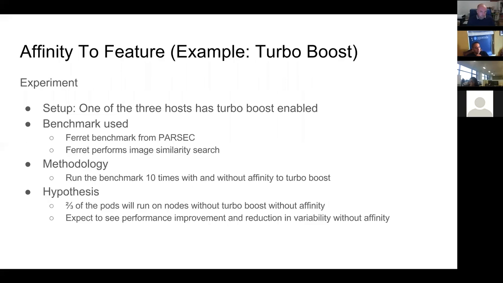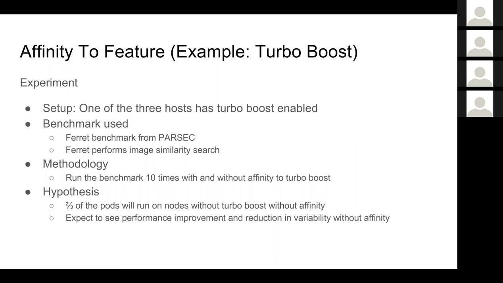So the first example is affinity to the feature. The setup is the same. It's 3 hosts, but I've intentionally disabled Turbo Boost in two of the nodes. What this means is the 3 hosts are identical in terms of hardware features except for Turbo Boost. So only one of the nodes has Turbo Boost enabled. For the first example, I'm running a benchmark from the Parsec benchmark suite. It does an image similarity search.